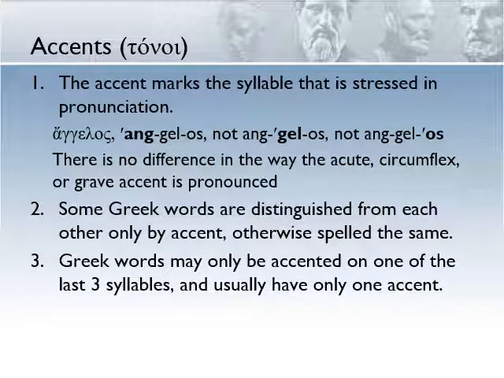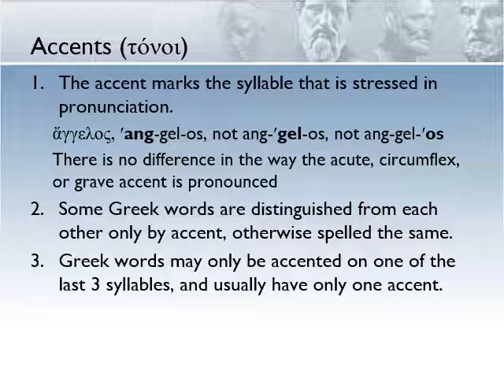Now, what about where the accent falls? Here's one thing helpful to know. Even though some Greek words are very long, having many, many syllables, Greek words may only be accented on one of the last three syllables. If a Greek word were 4 syllables long, it could not be accented on the first syllable. If it were 5 syllables long, it could not be accented on either the first or the second syllable. A Greek word can only be accented on one of the last 3 syllables.